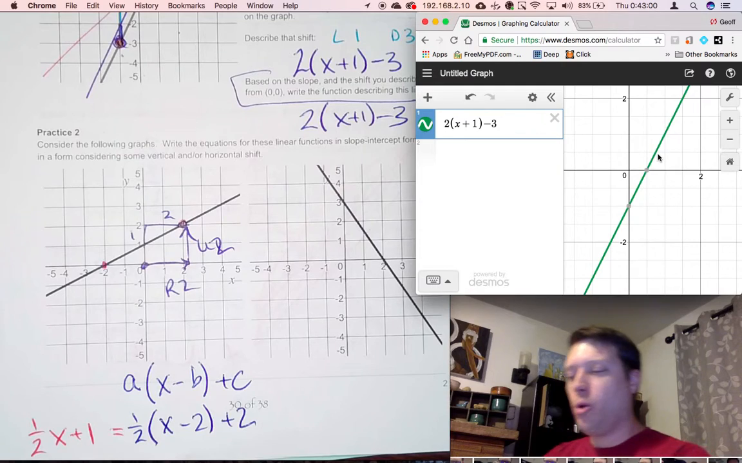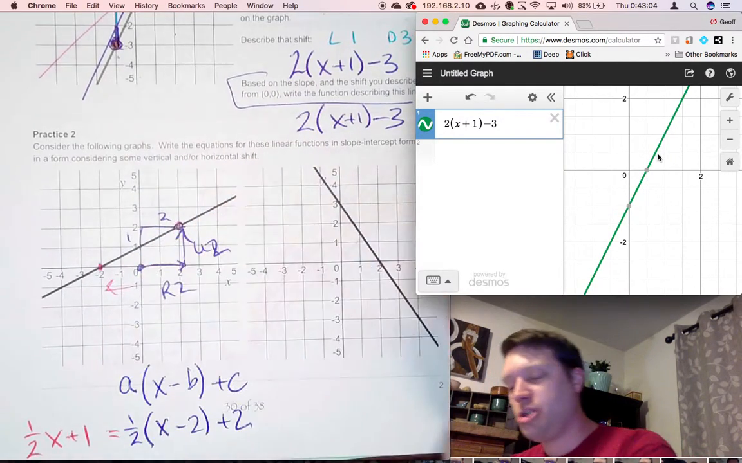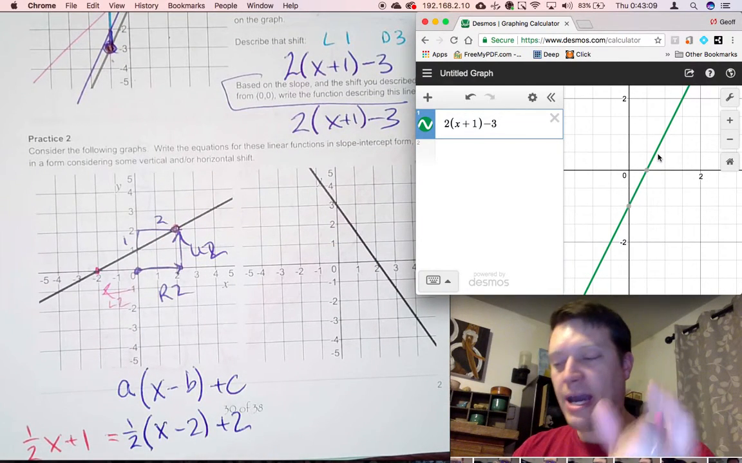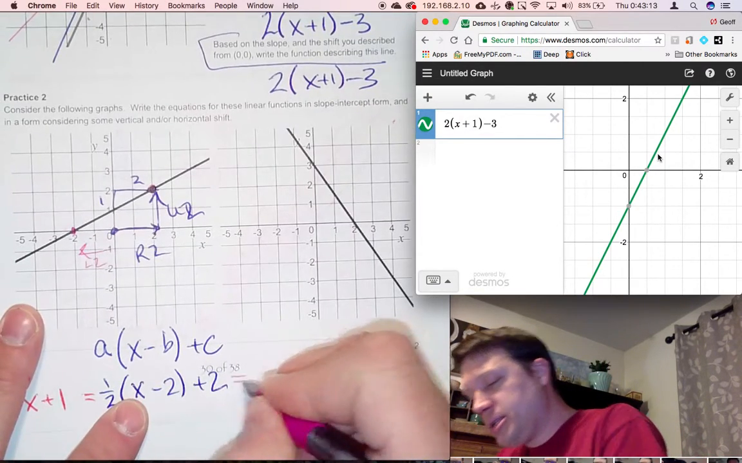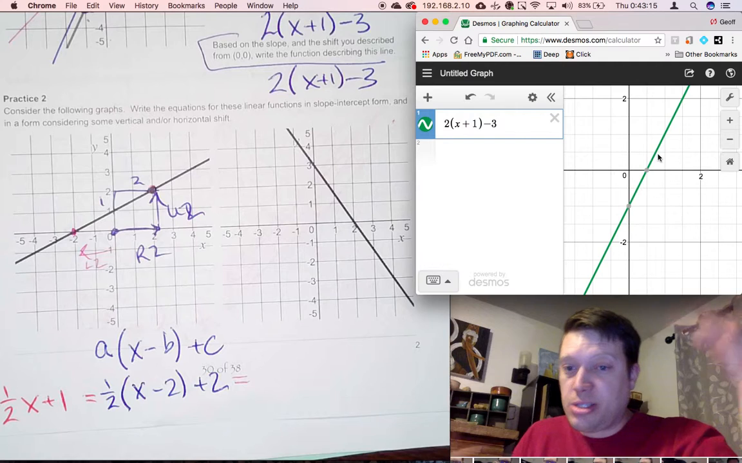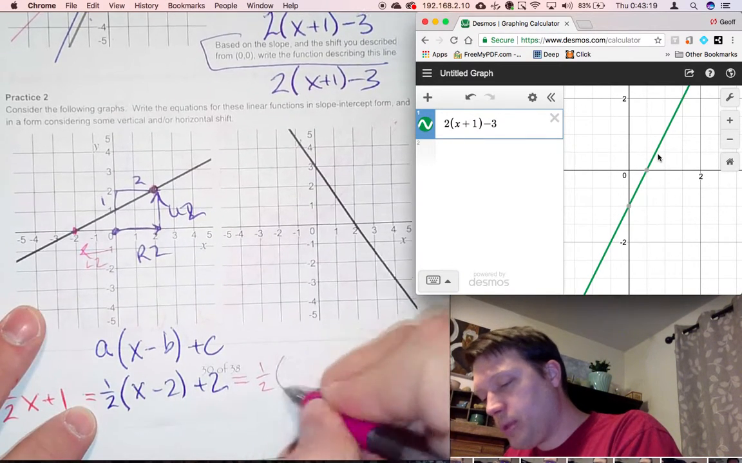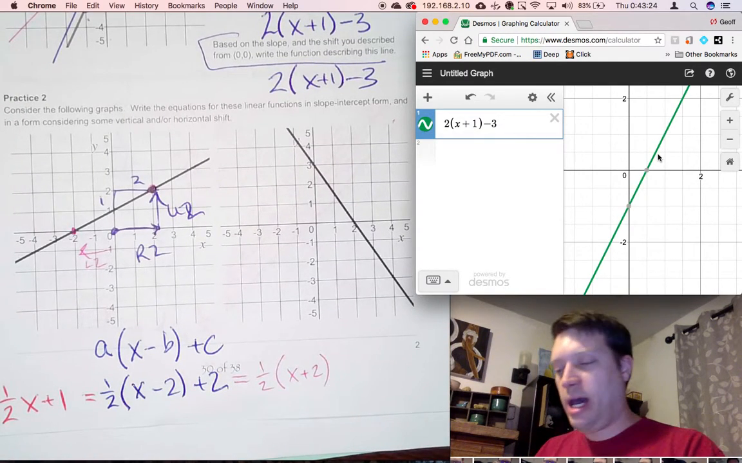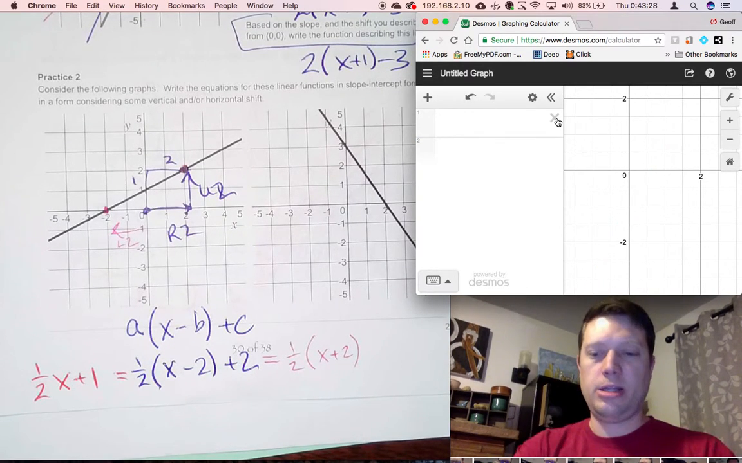Let's talk about going from the origin, 0, 0, to that point. That's only a shift to the left of 2 spaces. Left and right shifts are added and subtracted inside parentheses. So another way that I could answer this, and it's also on the x-axis, so it's shifted up nothing, is 1/2 times x plus 2, plus 0. And I would bet, let's just check with Desmos, all 3 equations are exactly the same.